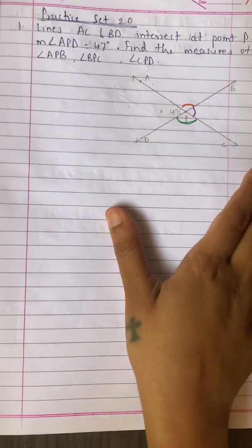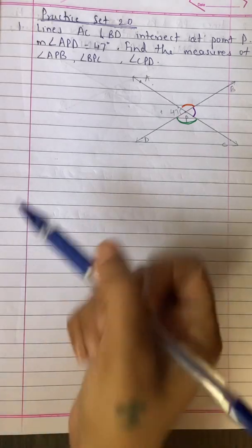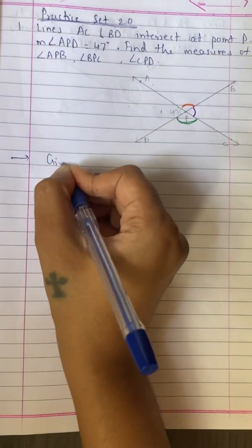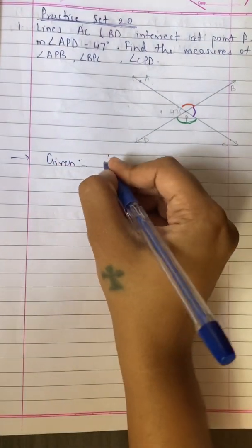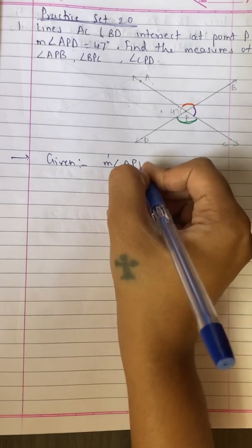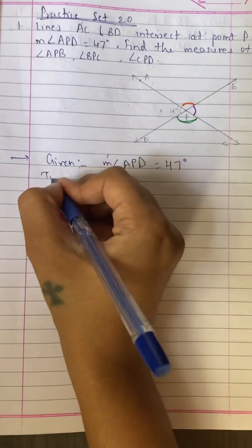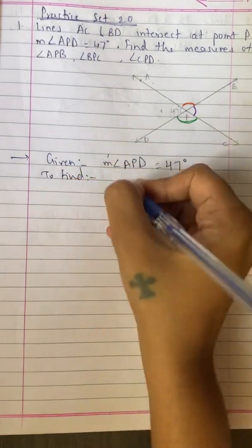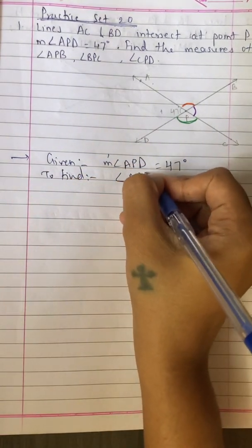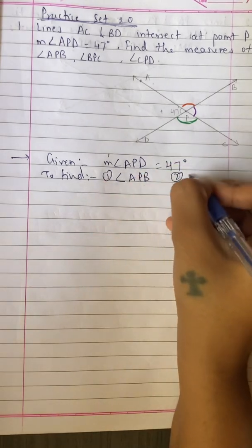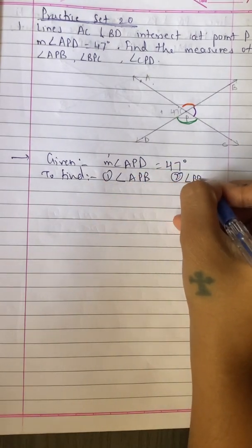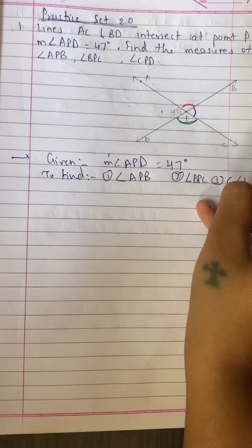So we have to write down this statement first. First, write down what is given. Given is measure of angle APD, from the question, is equal to 47 degrees. What do we have to find? You have to find angle APB first. Second, you have to find angle BPC, and third is angle CPD.